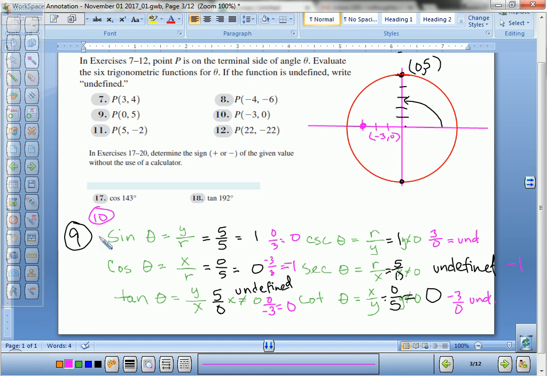Because in those cases, it doesn't form a triangle. So if it's on the y-axis, the y is your radius. The length of y is your radius. But your radius is always positive, right? And if it's on the x-axis, the distance from the center to the x is your x.